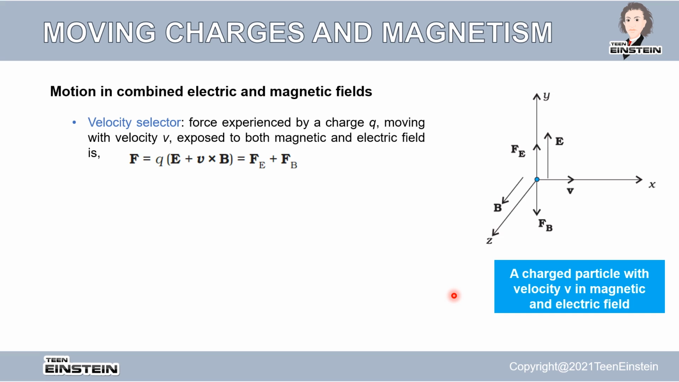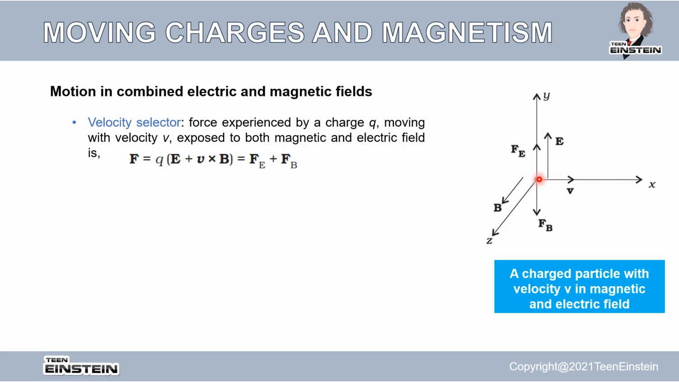Now let's go to the topic where both the fields are present. There are two cases in this: one is the velocity selector, and one is the cyclotron. So we will see both the cases. First, the velocity selector, and let's see, this is the picture.